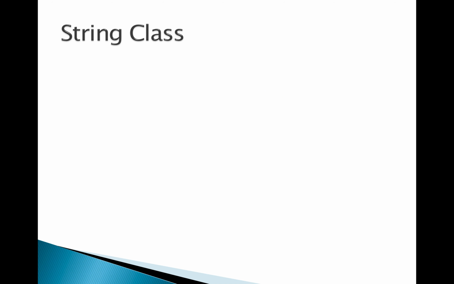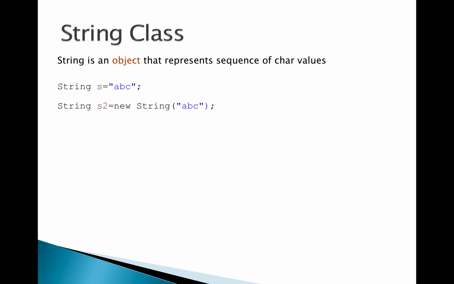This session is on strings. String is an object that represents a sequence of character values. So we can represent strings in two ways. String s is equal to "abc", string s2 is equal to new String("abc"). The first one is created using a string literal, and we should not confuse this with a primitive type.